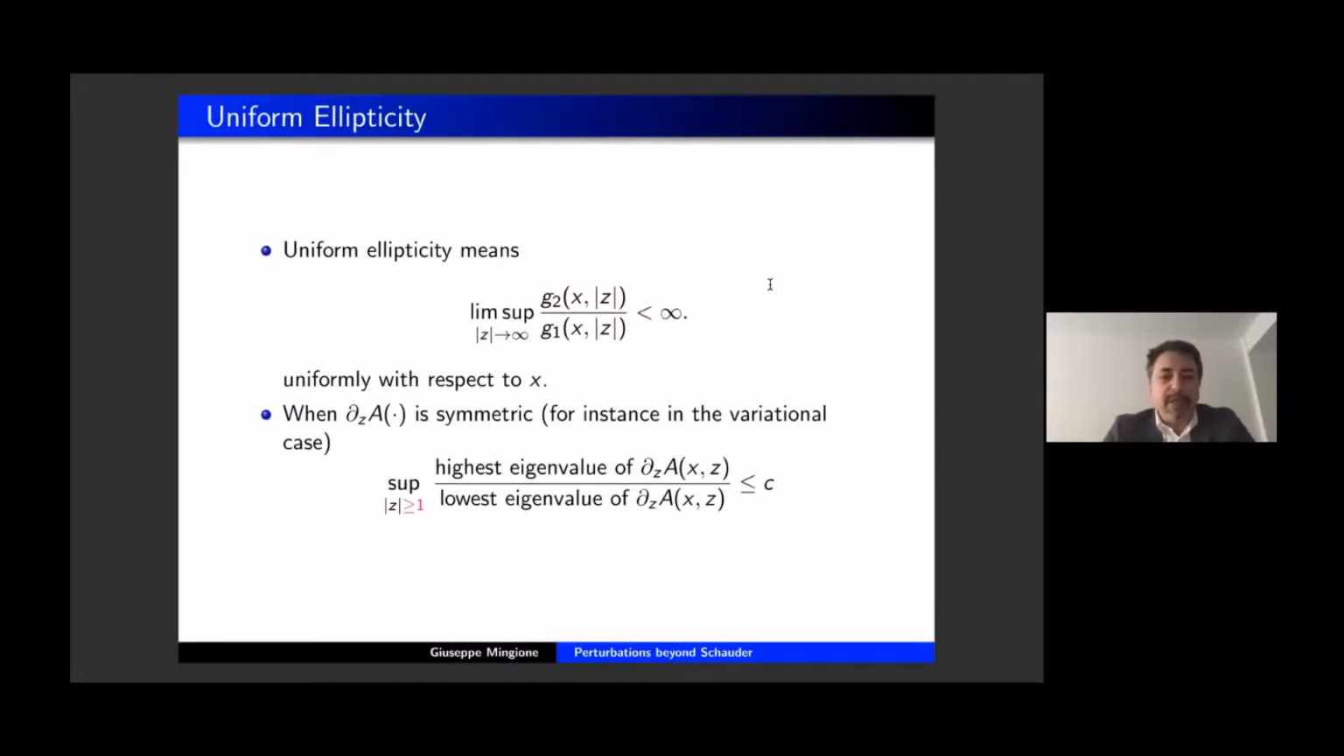Uniform ellipticity in the literature means that when z gets large, this ratio, called the ellipticity ratio, stays bounded uniformly with respect to x. Essentially, in the case this matrix is symmetric, which always happens in the variational case, this means that the ratio between the highest and the lowest eigenvalue is uniformly bounded. There are actually different notions. Here I'm going to consider only large values of z, for reasons I'm going to explain in a few moments.